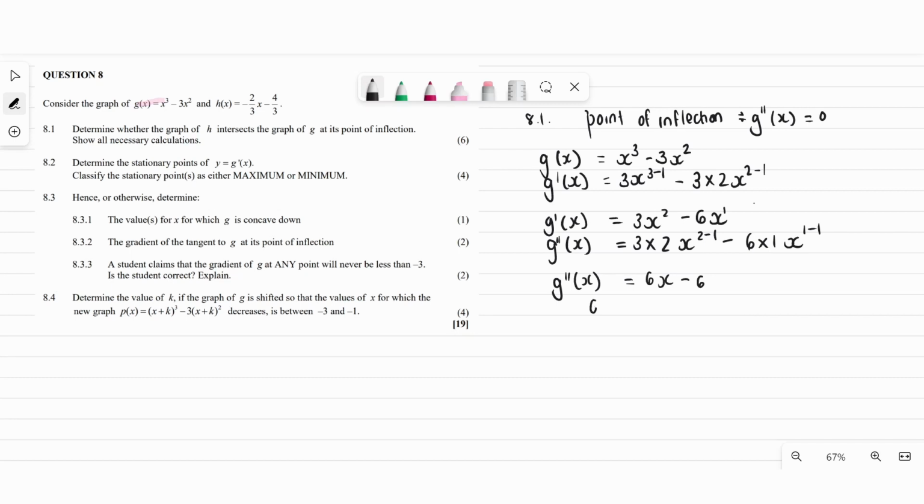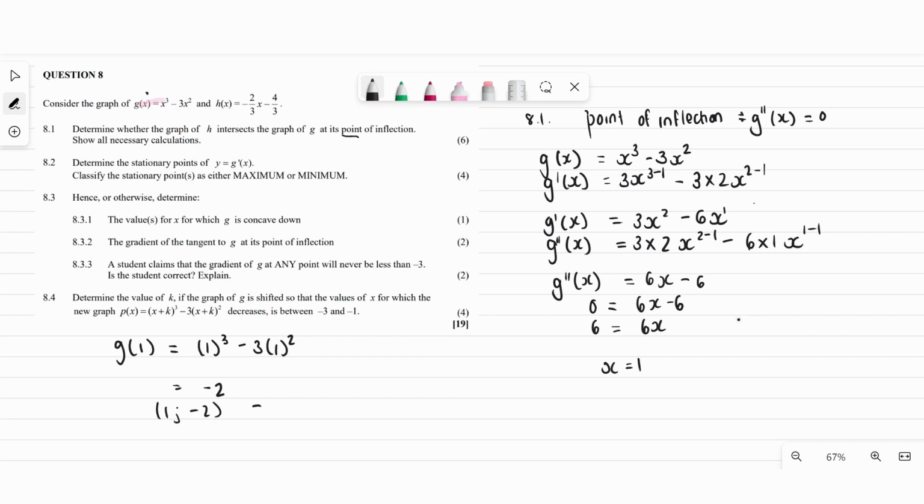So this side is going to be 0. It's equal to 6x minus 6. Take the 6 to the other side. If you divide both sides by 6, you're going to get x being equal to 1. But very important, in the question they said point. A point contains the x and y coordinate. We already have x, so we need to find y. So to find y, we take this x equal to 1 and substitute it here in the original formula. So therefore, making our point of inflection (1, -2).